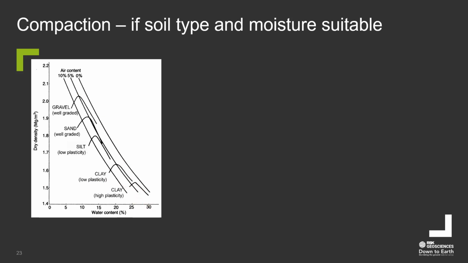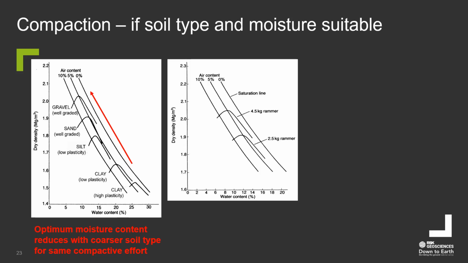So if you change your specifications for earthworks, you can use these curves to decide whether you're going to get there or not. And what you'll notice is that as the granular content of the soil increases, the optimum moisture content will reduce, and you need to be aware of that. Likewise, as the energy profile increases, the optimum moisture content will also change.